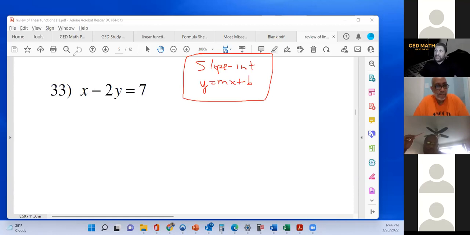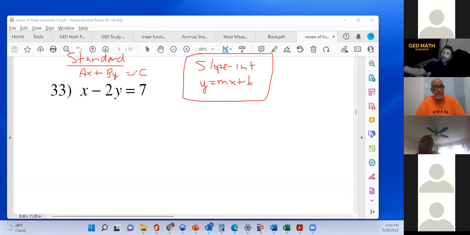Standard form. This is called standard form of a linear equation, and it's ax plus by equals c. You will not see this in the textbook, but I'm showing you a nice, easy way that if you're given the equation in standard form, I'm going to show you how to find the slope and y-intercept.